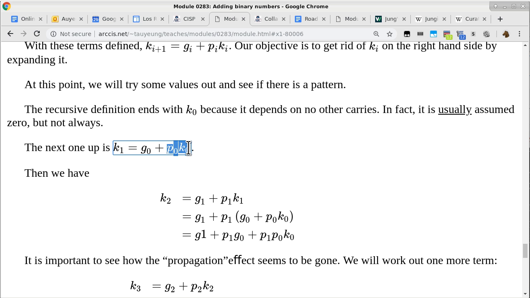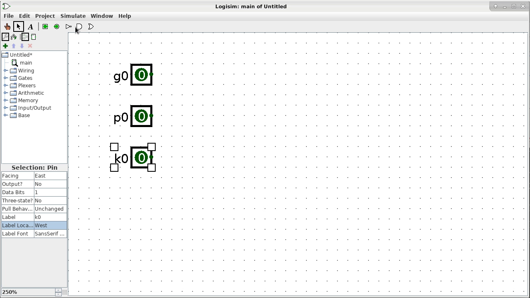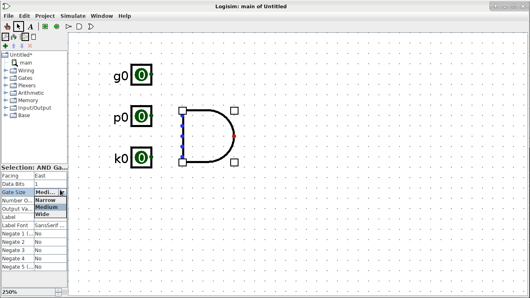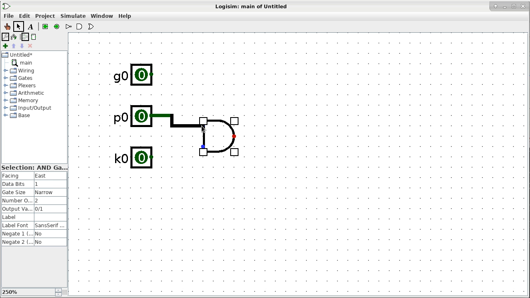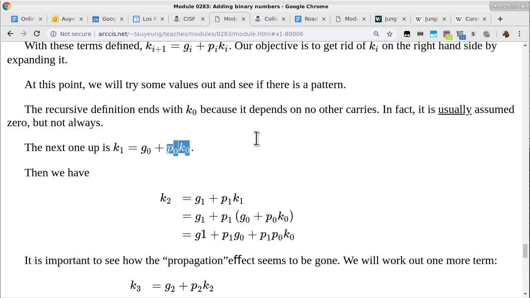Does it make sense? Okay, so now we pull an AND gate. This is an AND gate. It's way too big because that's the default, so we'll make it the smaller one with only 2 inputs because that's all I need. Okay, so I take P0 and then I take K0, into this AND gate. So the result of this AND gate coming out of here is P0 and K0. Do we have any questions about that? We good? Okay. So what do we do with that?